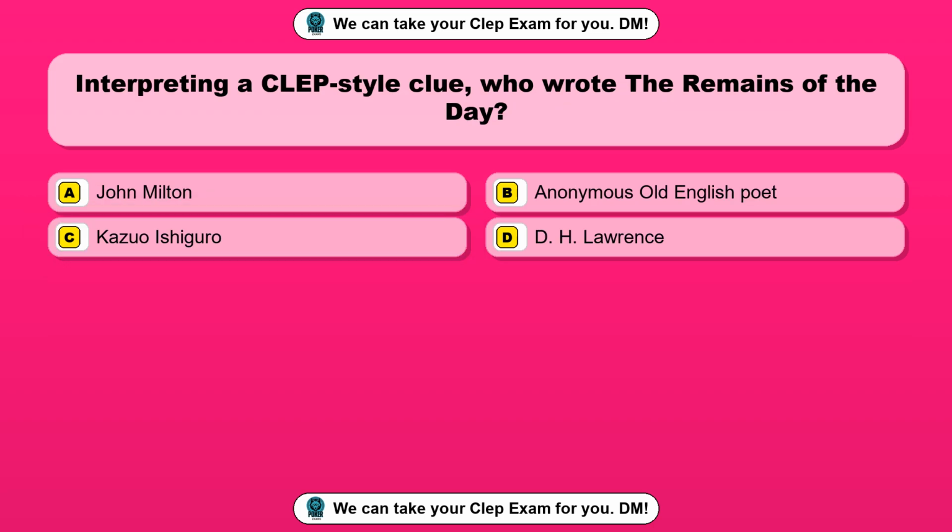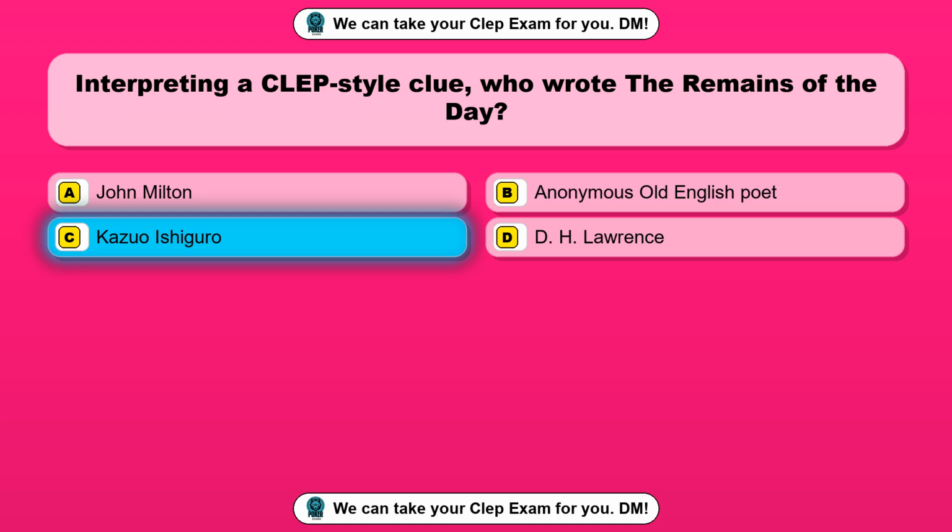Question 82. Interpreting a CLEP-style clue, who wrote The Remains of the Day? Option A, John Milton. Option B, Anonymous Old English poet. Option C, Kazuo Ishiguro. Option D, D.H. Lawrence. The correct answer is option C.